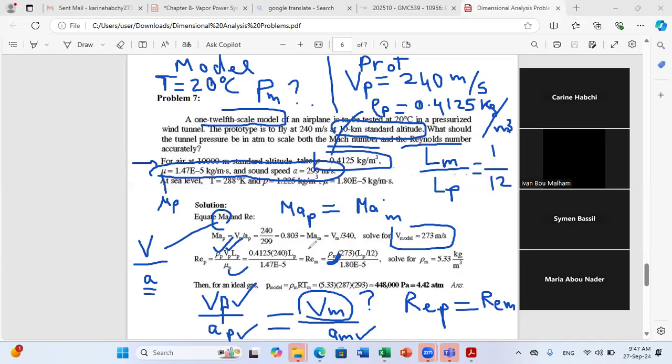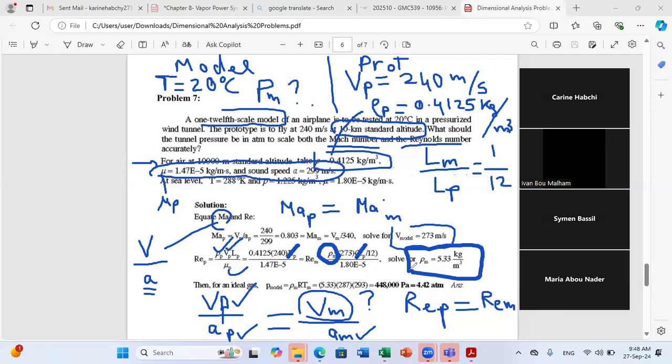Here we don't know rho m. It's true that we don't know Lp and Lm, but we know their ratios. So you can replace Lm by Lp over 12, and then Lp will cancel out from your equation, and the only unknown will be rho of your model. So you will be able in this way to solve for the density of the fluid that should be used in your wind tunnel experiments.